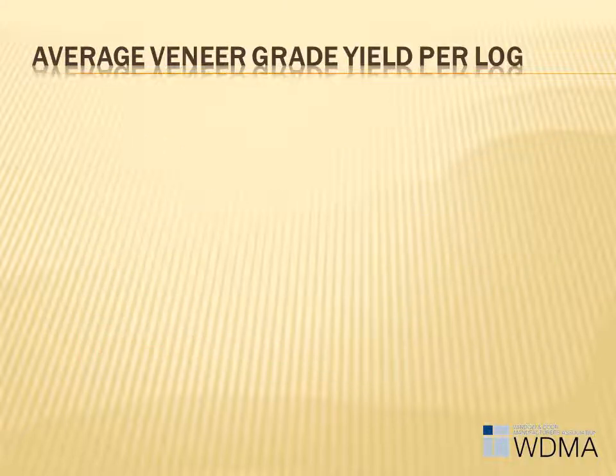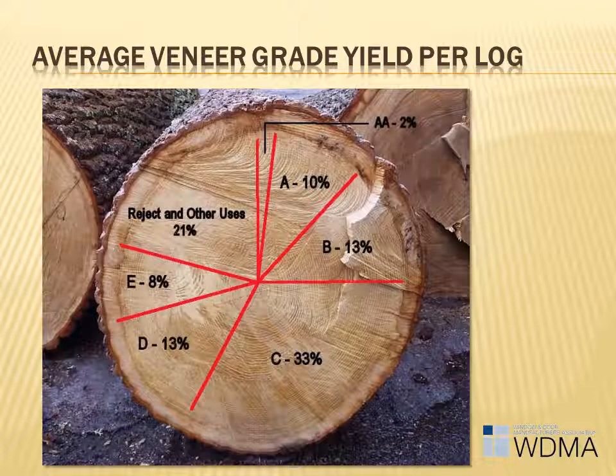Another important grade consideration is yield. Our wood resources are pressured for use, and it is increasingly important that we manage this usage as efficiently as possible. The typical rotary cut hardwood log produces only 2% of AA grade quality and only 10% of A grade quality veneer. The yield is even less for logs that are plain, quarter, or rift cut. The remainder of the log goes to lesser grades or other uses.